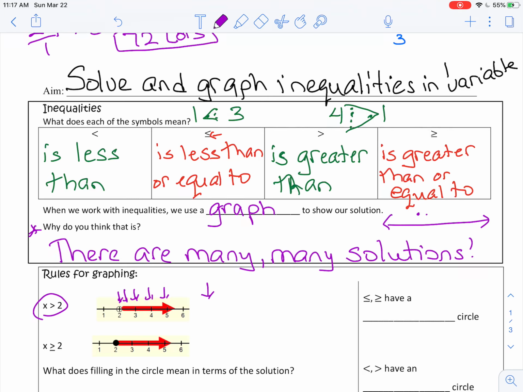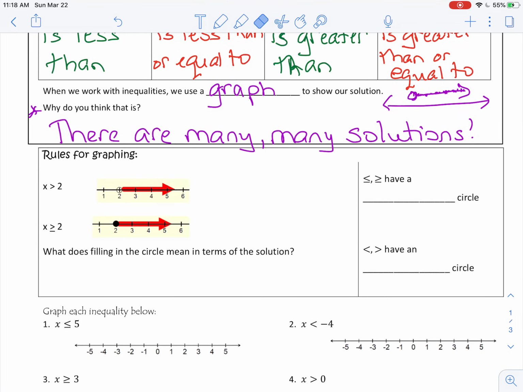So when we go to graph, look up here, when we go to graph, there's a point, another point, and in between each of those solutions is another one. And in between each of those solutions is another one. And so we end up using a graph. And in this specific inequality, there's a hollow dot there. We're going to talk about that next.